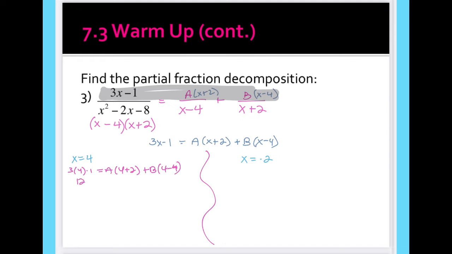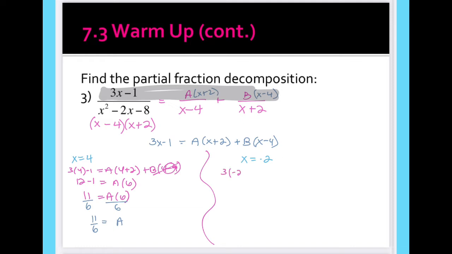I'd get 12 minus 1, or 11, equals a times 6. Here's my 0, so the b is gone. And then I would divide both sides by 6. And I get a is 11 over 6. Repeat that process with x being negative 2.